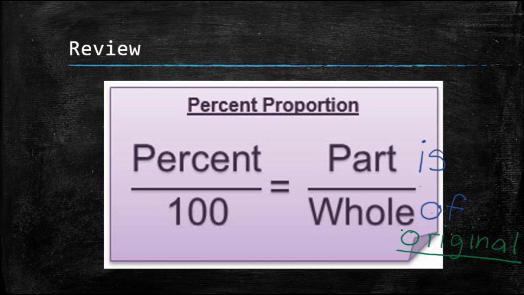So make sure that you know original always goes on the bottom, so it goes with of and it goes with whole, and this is the original amount. The original whole amount goes on the bottom right. So I know we talked about that yesterday, but I wanted to review that because this is really important for this unit.